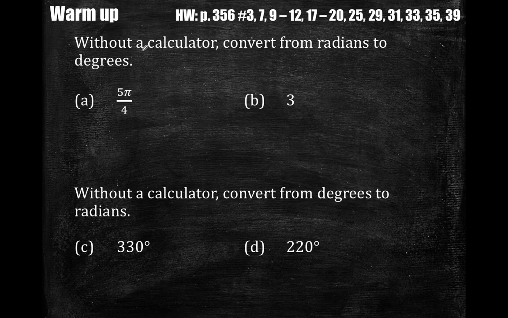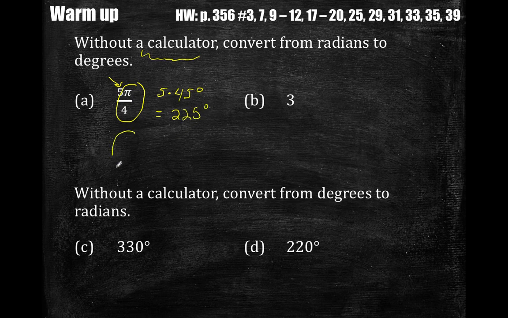Some of these problems, remember, you're going to not have a calculator to do this. You need to convert from radians to degrees. So remember, some of your special angles you need to have at the forefront of your brain, and one of those special angles is pi over 4, and hopefully you remember that pi over 4 is 45 degrees, and you've got 5 of them. So 5 times 45 is your degree measurement. Five times 45 is 225, yes?